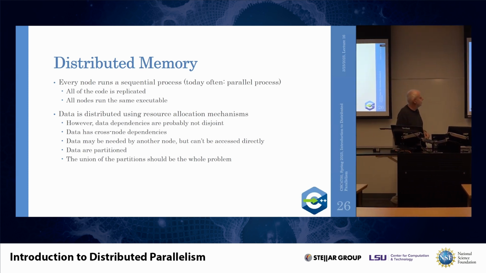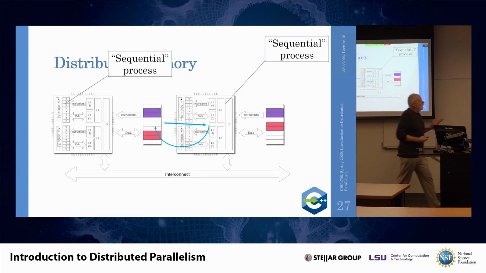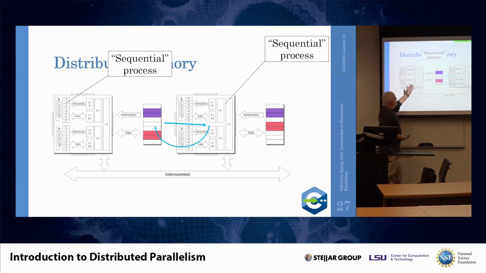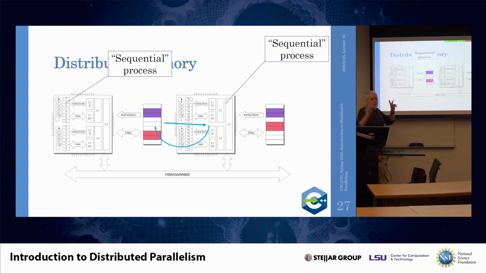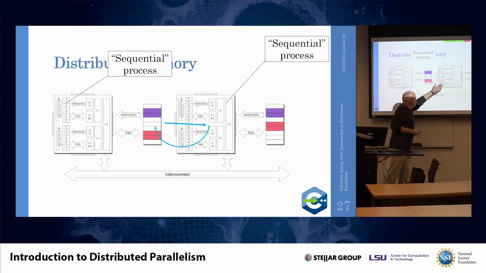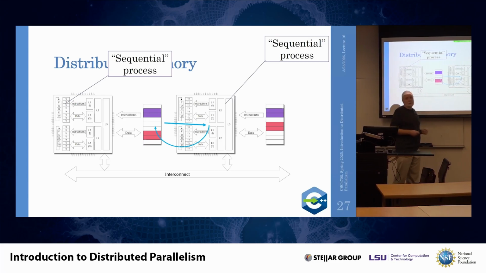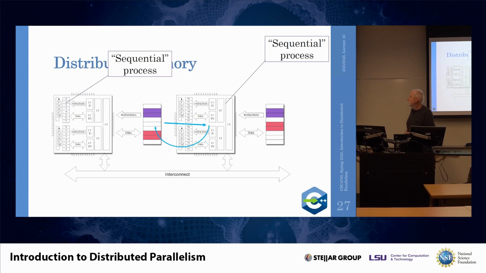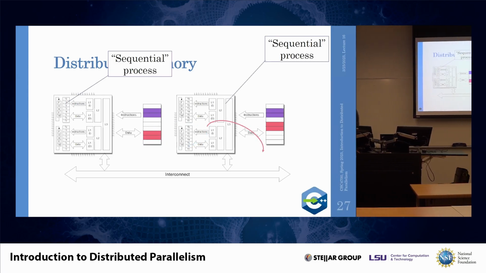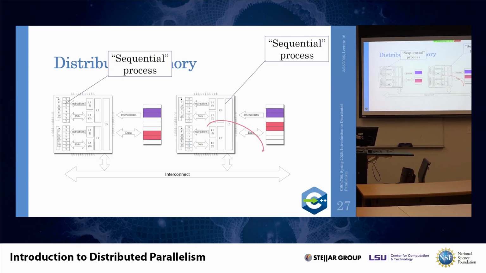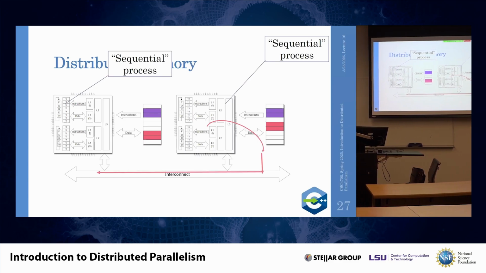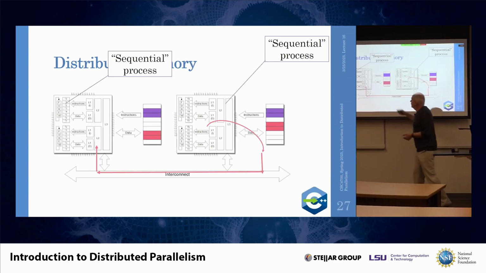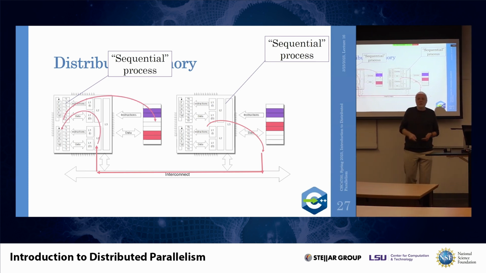Okay, so we figured out we have a sequential process running here. Let's call it sequential for now. And we have a sequential process running here. And this process needs to access data from this memory. How do we do that? Well, the only way we can do it is to somehow go over the network, go on this side until one of those cores, please give me that data I actually need.